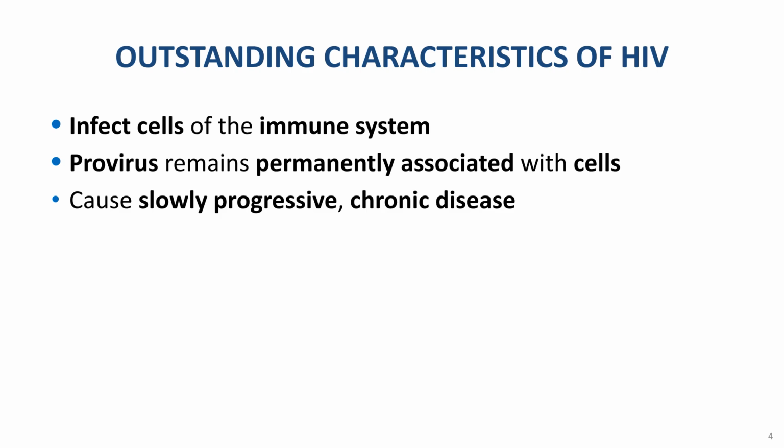Even when antiretroviral therapy suppresses viral replication to undetectable levels, the integrated provirus remains dormant in long-lived cells, ready to reactivate if treatment stops. Third, HIV causes a slowly progressive, chronic disease. Unlike acute infections that resolve quickly, HIV infection, if untreated, progresses over years to decades. This slow progression occurs because the immune system initially compensates for CD4 cell destruction by producing new cells. Eventually, however, the virus overwhelms this compensatory mechanism, leading to AIDS.